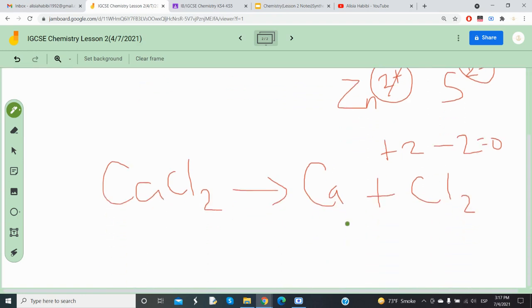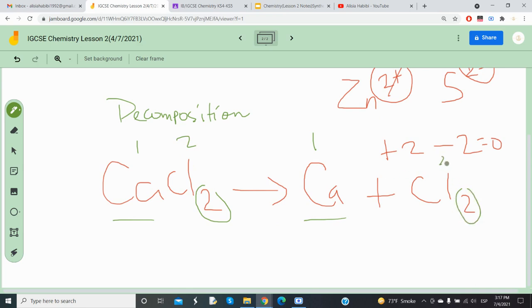Now, this is what we have to look at as well for calcium chloride. Since this is a decomposition reaction, we have to see if this is balanced, and if it is not, we need to balance it. So what we can see is calcium chloride is decomposed into calcium and chlorine gas. We have 1 atom of calcium on the product side. We have 1 atom of calcium on the reactant side. We have 2 atoms of chlorine on the product side, and we have 2 atoms of chlorine on the reactant side. So this equation is also balanced. We don't need to do anything for this decomposition reaction.